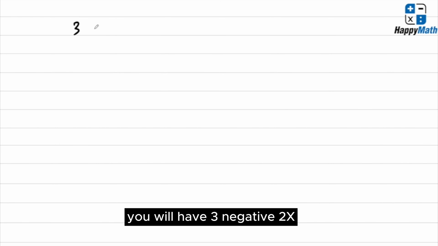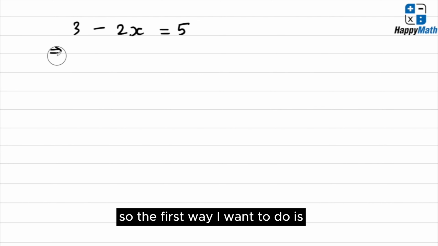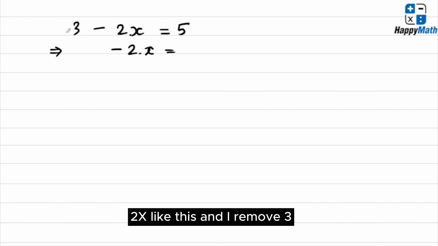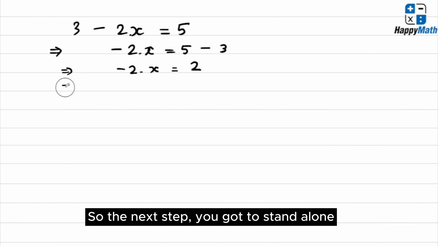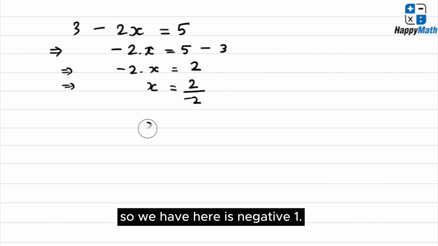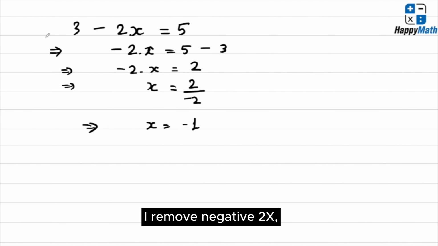You will have 3 minus 2x equals 5. The first way I want to do is leave the position of negative 2x unchanged like this, and I will move 3 from left to right. It becomes 5 minus 3, and then you get 2. So the next step, you have 2 standing alone, 2 is the captain, divided by the other number, so we have here negative 1.